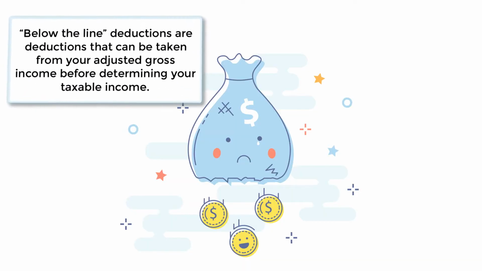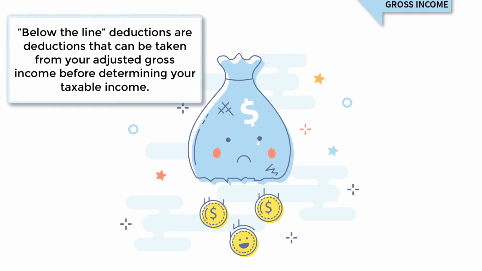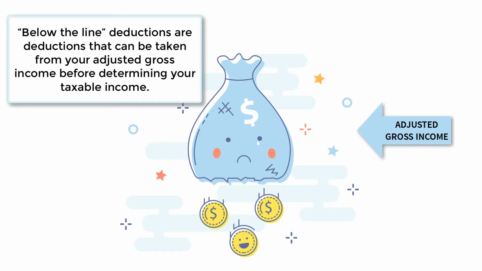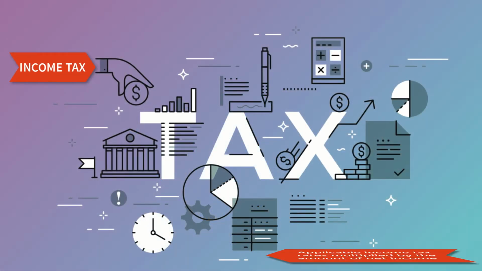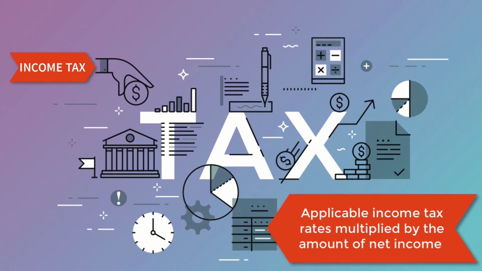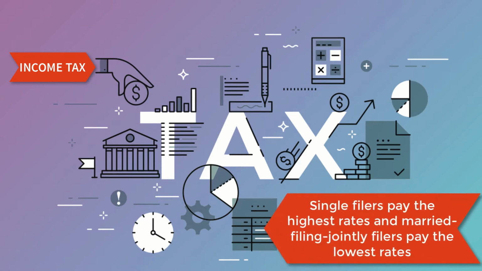Your below-the-line deductions are deductions that can be taken from your adjusted gross income before determining your taxable income, and thus how much you actually have to pay in income tax. The amount of income that remains after all of your income tax deductions is your net income. The amount of income tax you actually pay is the applicable income tax rates multiplied by the amount of your net income. The rates vary based on your filing status, with single filers paying the highest rates and married filing jointly filers paying the lowest rates.